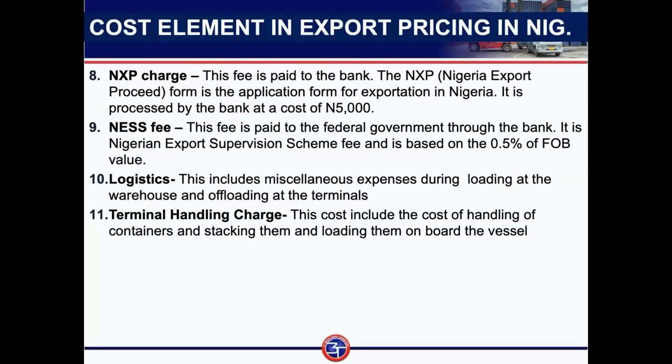Next fee is paid to the federal government through the bank. It's called the Nigerian Export Supervision Scheme fee, and it's based on 0.5% of the FOB value. What's an FOB value? FOB value is the value of the goods plus profit. You know, if you are shipping from Nigeria, there will be quality and quantity inspection by a government designated inspection agent.